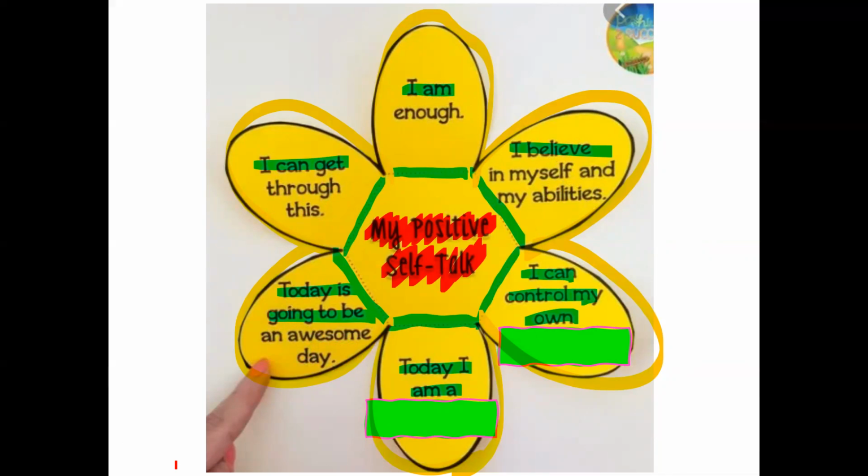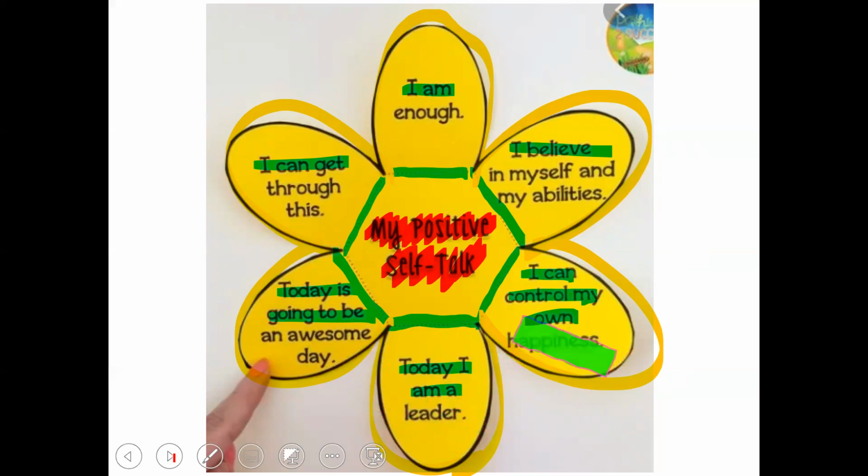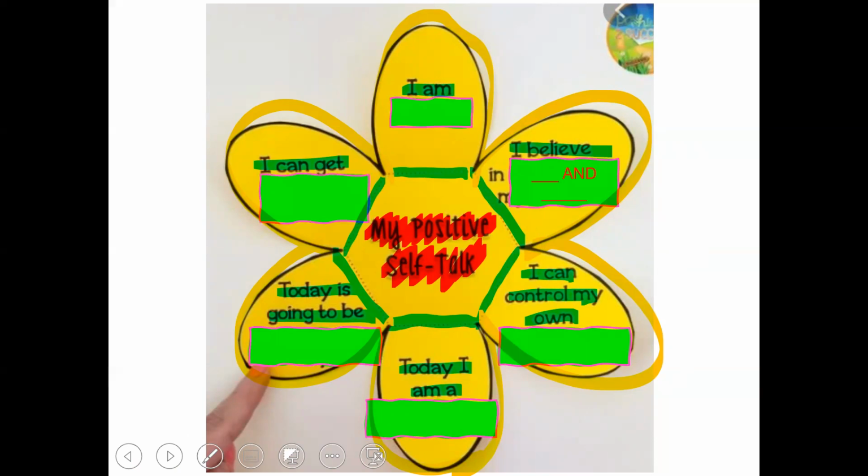Sometimes when I say that, I am grinding my teeth and clenching my jaw, but I still say it. And I believe that this is going to be a freaking awesome day. Today, I am a leader. I can control my own happiness. So go ahead and write down the ones for yours.